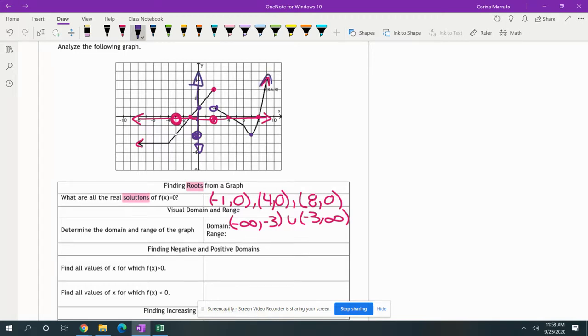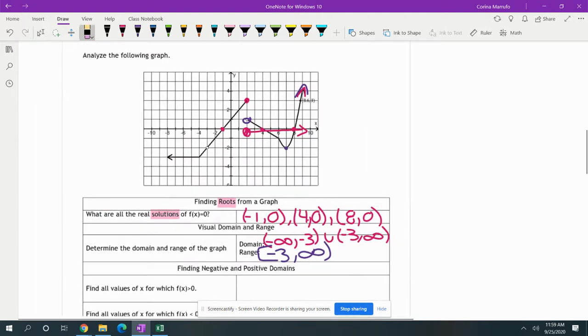So it doesn't keep going down forever. I put an arrow. It's going to be from this point, which is -3, and it does touch at -3, all the way up to infinity. So let me go ahead and erase those lines just so it doesn't get super messy.